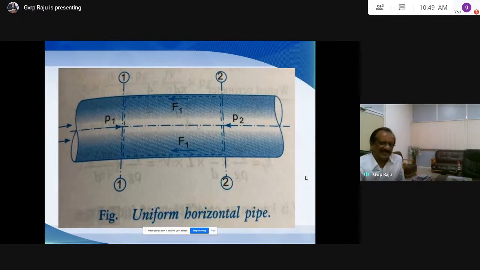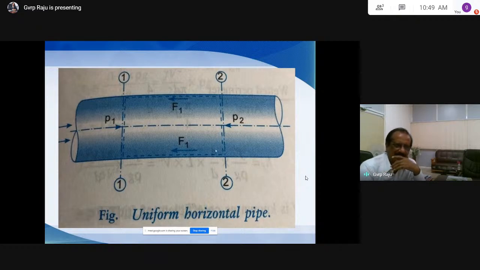Then how will you quantify this friction? That is the Darcy-Weisbach equation. Darcy has given a procedure for arriving at the head loss due to friction. So now you have pressures here. Apply Bernoulli's equation. When it is a pipe having uniform diameter, the velocities are the same, and you can take the datum straight away along the center line of the pipe. Then Z1 is equal to Z2. So datum heads are the same and velocities are the same.